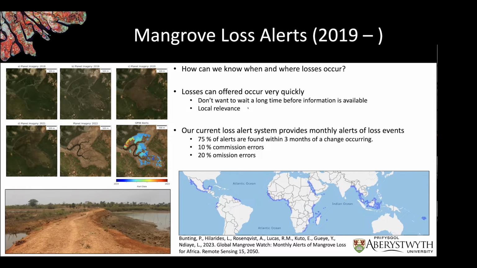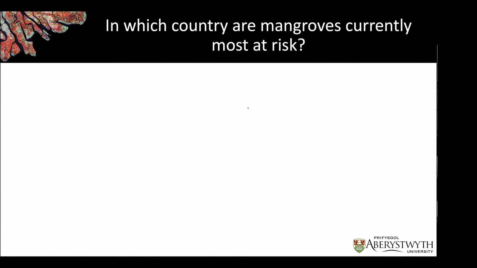In this particular case, this dam was about food production, so it's about converting this area for rice cultivation. So as a question for you guys, you can have a think about: in which country are mangroves currently most at risk? So just in your own mind, which of the countries, where would you think is where most mangroves are being lost at the moment?